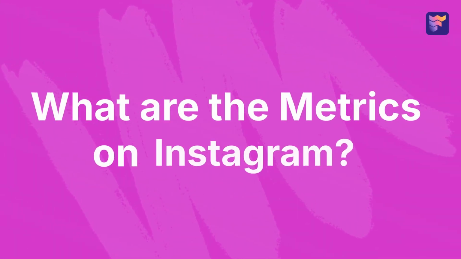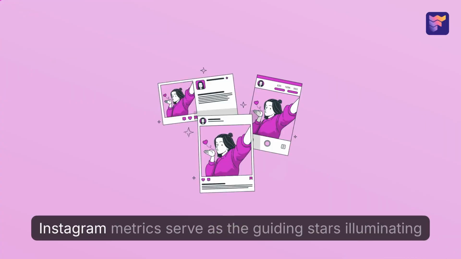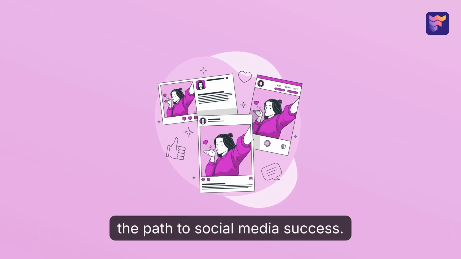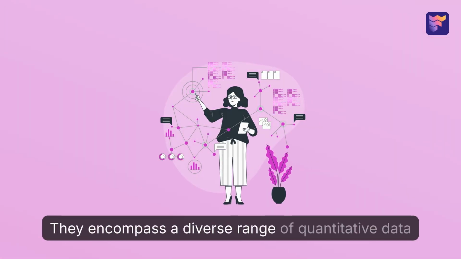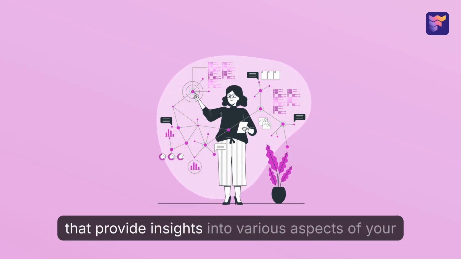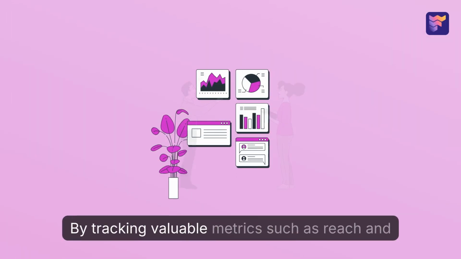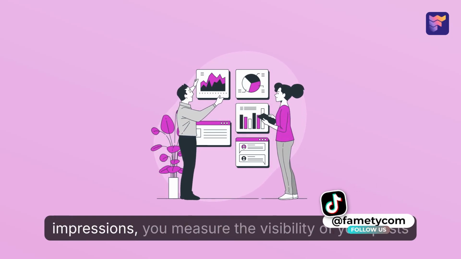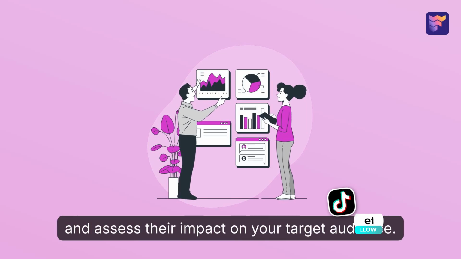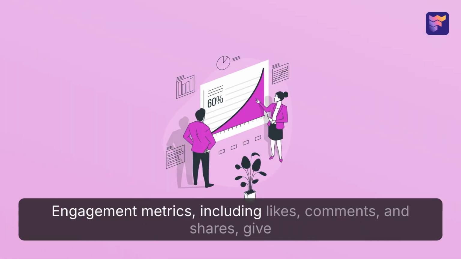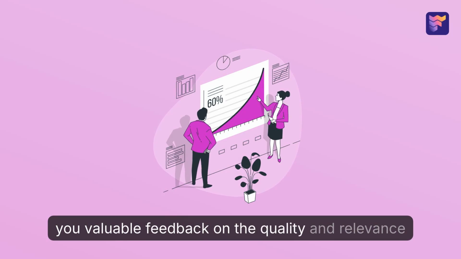What are the metrics on Instagram? Instagram metrics serve as the guiding stars illuminating the path to social media success. They encompass a diverse range of quantitative data that provide insights into various aspects of your account's performance. By tracking valuable metrics such as reach and impressions, you measure the visibility of your posts and assess their impact on your target audience. Engagement metrics, including likes, comments, and shares, give you valuable feedback on the quality and relevance of your content.